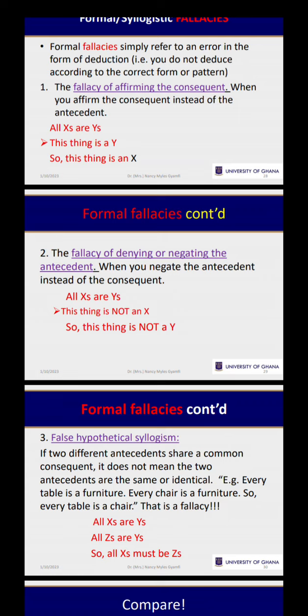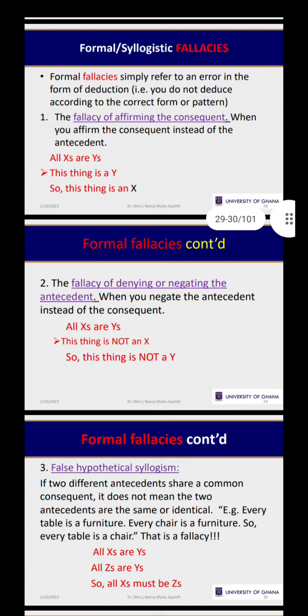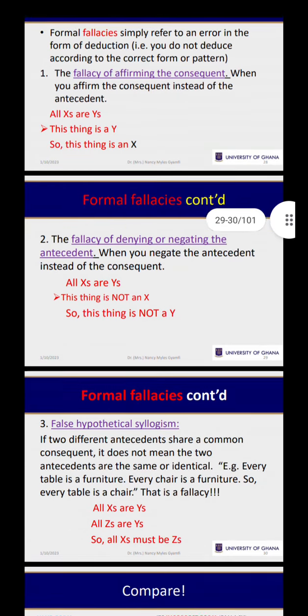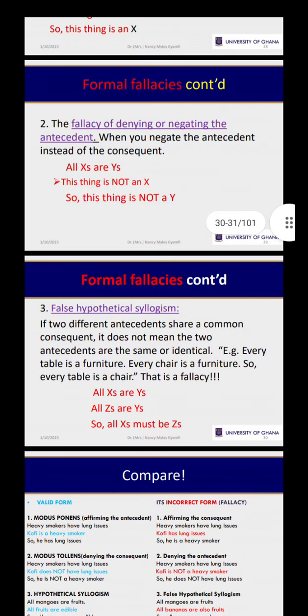So the formula for the fallacy of affirming the consequent is: all A's are B's, this is B, therefore this is A. That's the fallacy of the modus ponens, the fallacy of affirming the consequent.